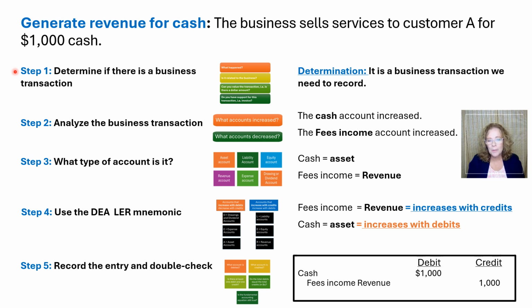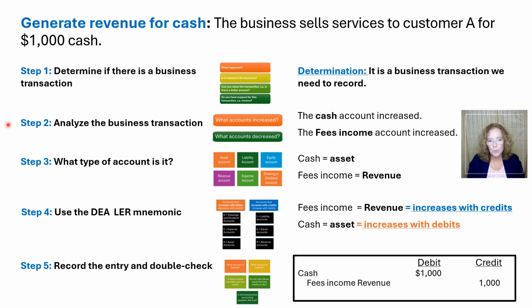Do you have support for the transaction? Yes. The business invoices the customer, meaning there's an invoice as support. And the bank statement now shows a $1,000 deposit. Based on this information, we can tell that this is a business transaction that we need to record.